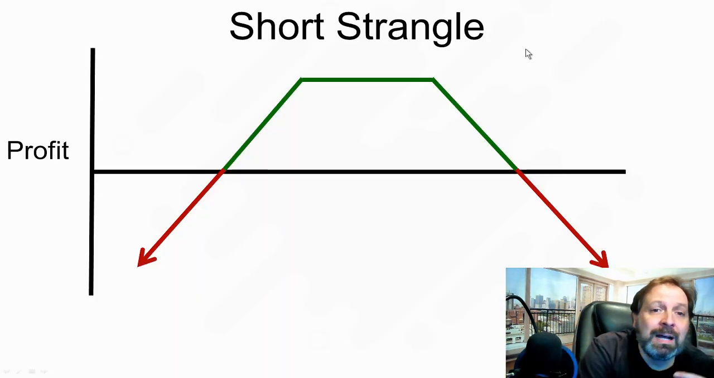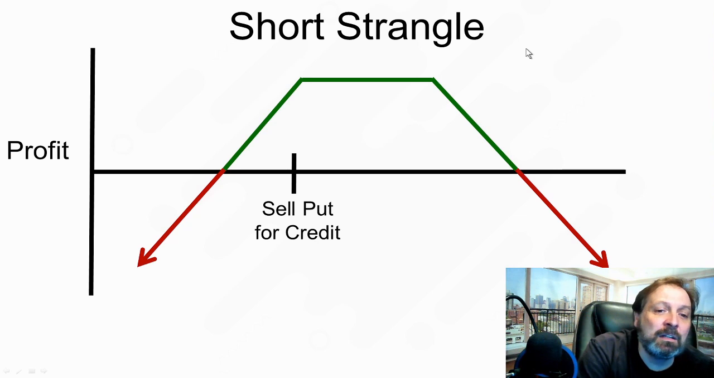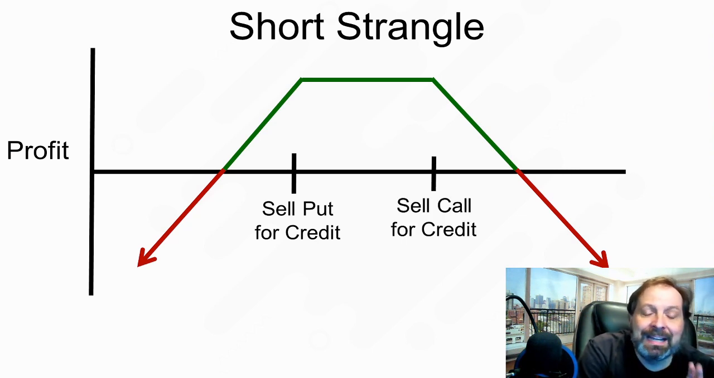So first of all, I only do short strangles. And what that means is that I sell an out of the money put for a credit and I sell an out of the money call for a credit. Typically, the underlying stock or ETF is priced right in between the put and the call strike prices.